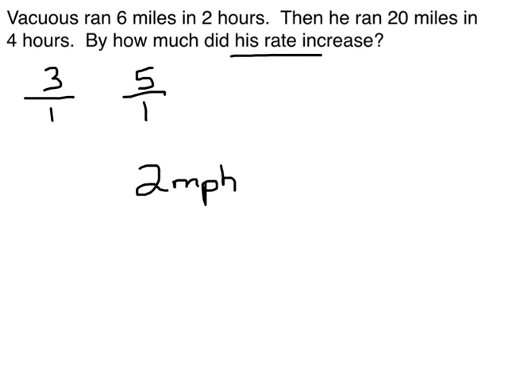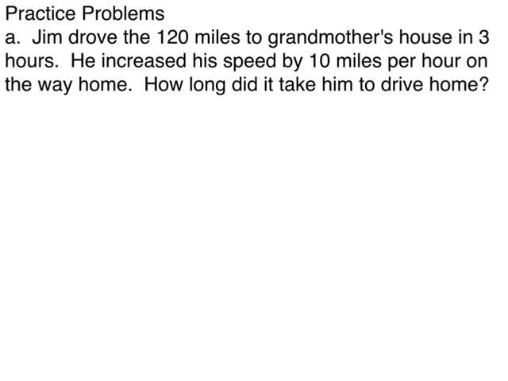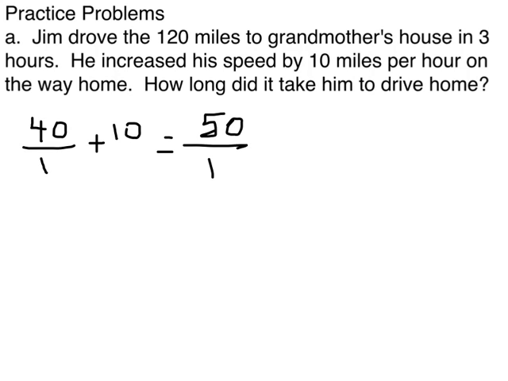Alright, let's do a couple of practice problems. Jim drove the 120 miles to grandmother's house in 3 hours. So 120 divided by 3 would give him a rate of 40 miles per hour. He increased his speed by 10 miles per hour on the way home. So 10 more would be 50 miles per hour. How long did it take him to drive home?